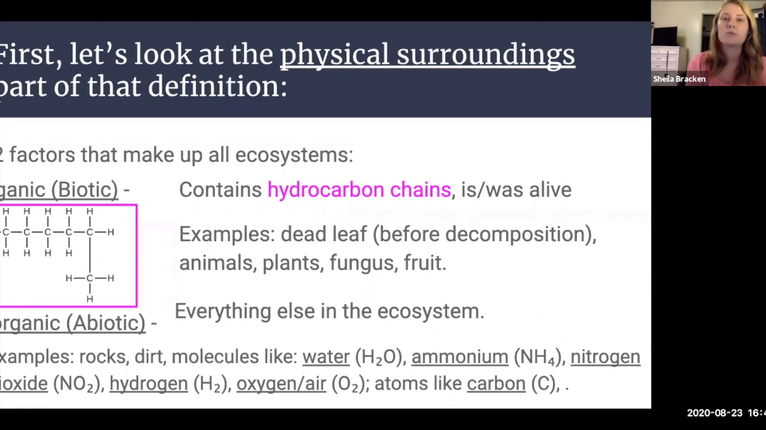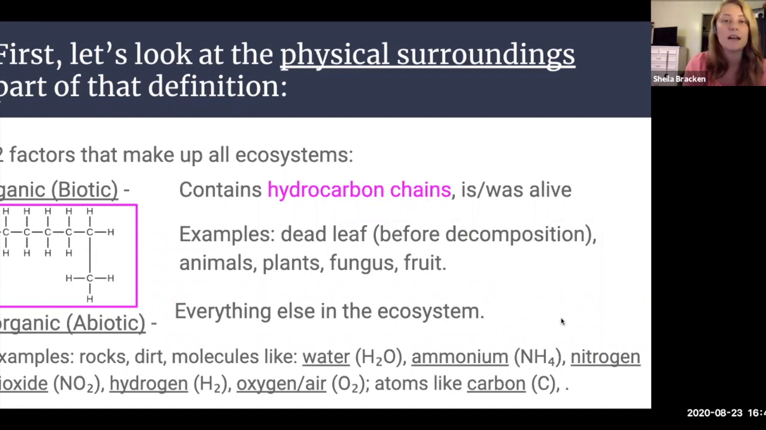Because next week or later this week, we're going to talk about the water cycle and the carbon cycle. And we're going to see that water doesn't just stay as water, right? Nitrogen doesn't just stay as nitrogen in the air. So other abiotic or inorganic things in an ecosystem would include water molecules, ammonium, nitrogen oxide, hydrogen, oxygen, and then again I put air, or atoms like carbon, right? Just individual atoms of carbon.